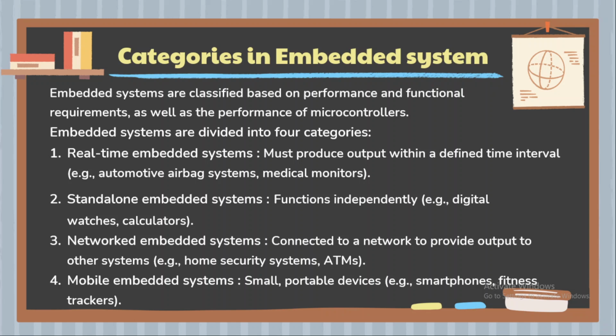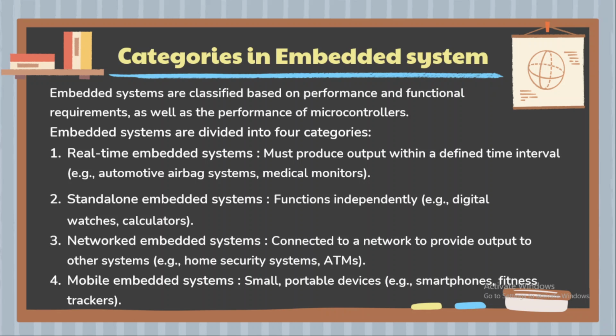Embedded systems are classified into four main categories. They are classified based on performance and function requirement as well as the performance of microcontroller. First, a real-time embedded system must produce output within a defined time interval. Example, airbag system. Standalone embedded systems function independently.